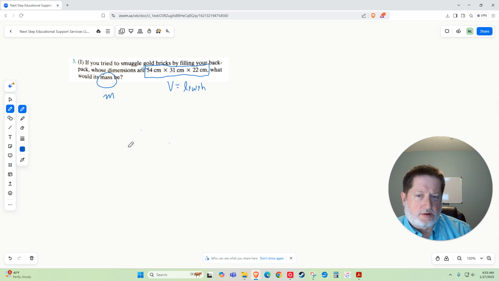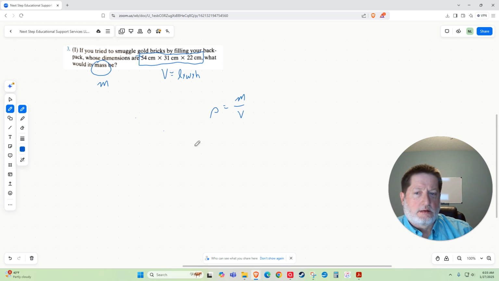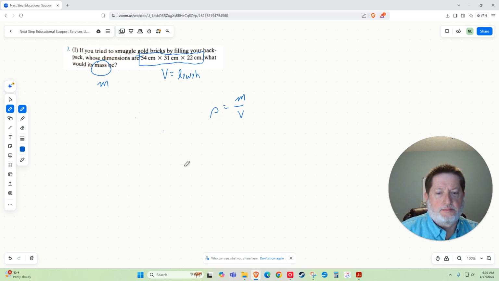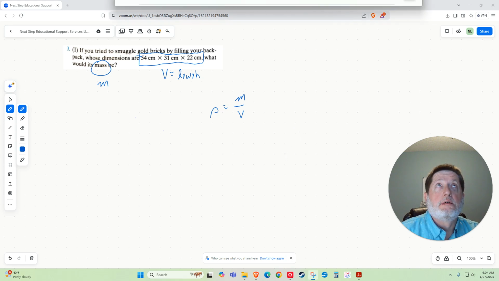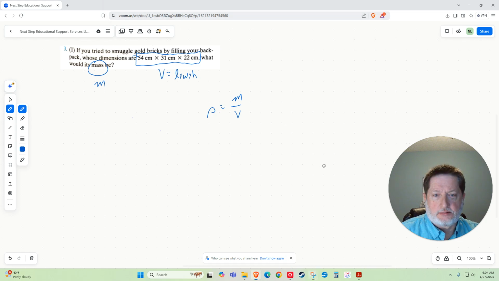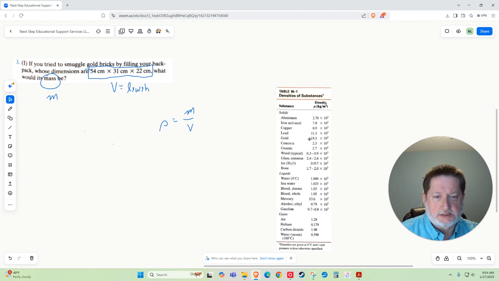Given this is early in the chapter, the only topic they've really covered so far is density, which is defined as mass per unit volume. Similar to an earlier problem, we're missing the density here. If you look on, I believe it's page 261 earlier in the chapter, you'll find a list of materials and their densities.